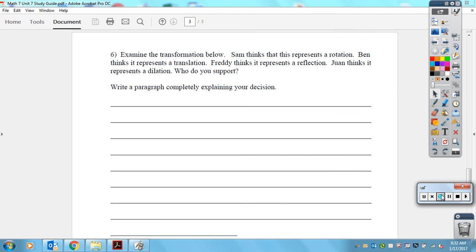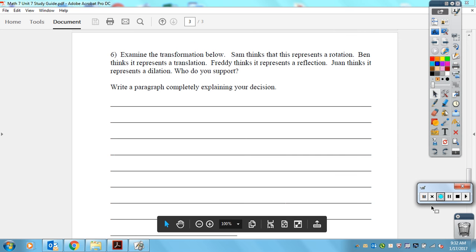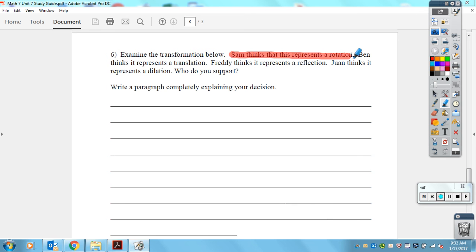It says to examine the transformation below. Sam thinks rotation. Ben thinks translation. Freddie, reflection. Juan, dilation. Who do you support? Write a paragraph completely explaining your decision. Make sure you use whole words.